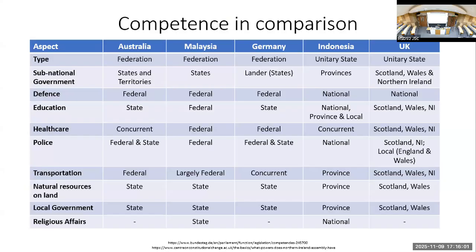If you look at the second last and third last, natural resources on land and local governments, all of them would actually leave it to the local government. But in between them, you would have very different systems. Malaysia, for example, is the only one that keeps education entirely in the hands of the federal government. Now, this is being changed now, not through the constitution, but through administrative concession.